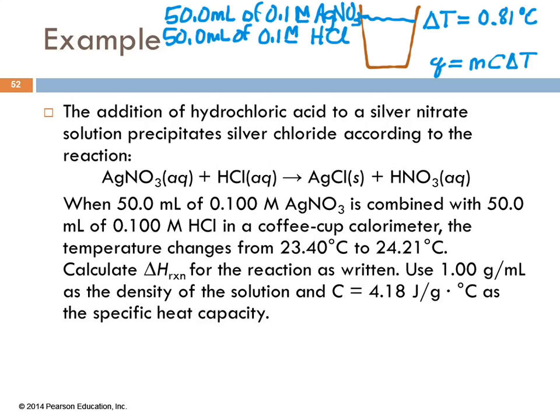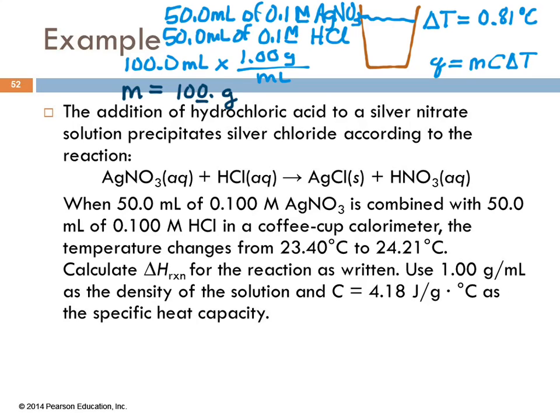What's the total volume of liquid in the calorimeter? 100 milliliters. Could we figure out the mass of that? Yeah. So we need to use the density. They told us what to use for the density. They said use a density of 1.00 grams per milliliter. And so we end up with mass is equal to 100 grams, right?